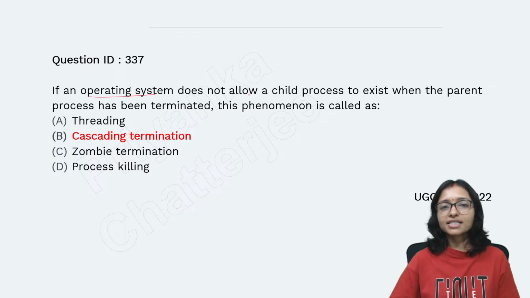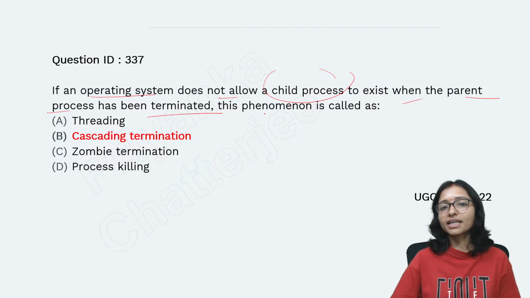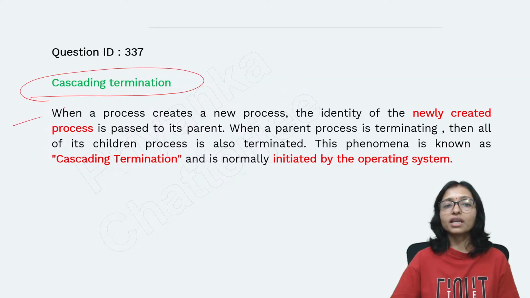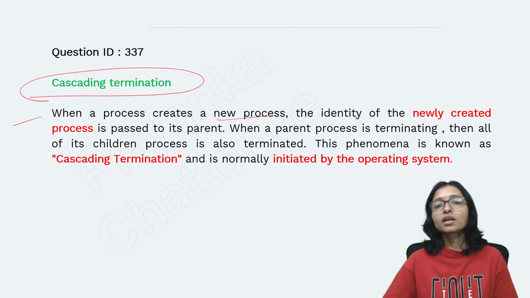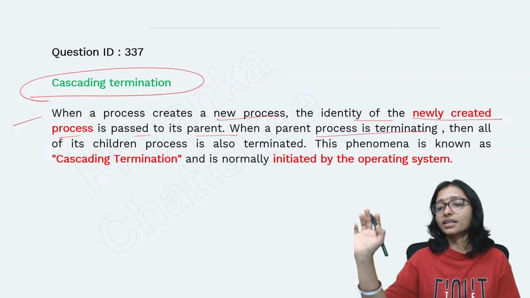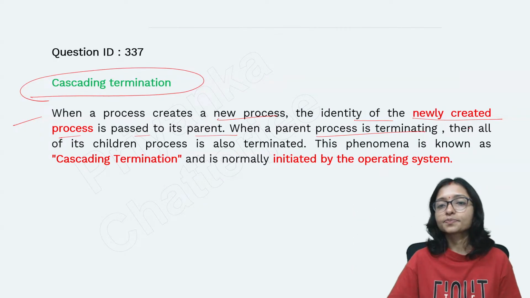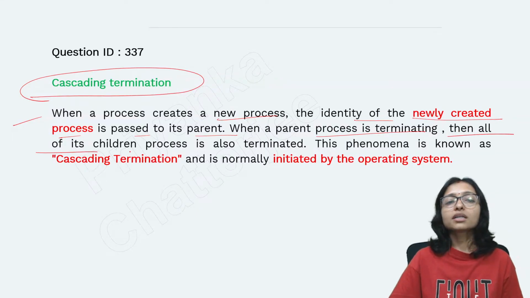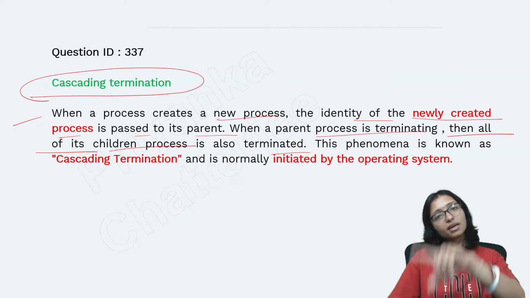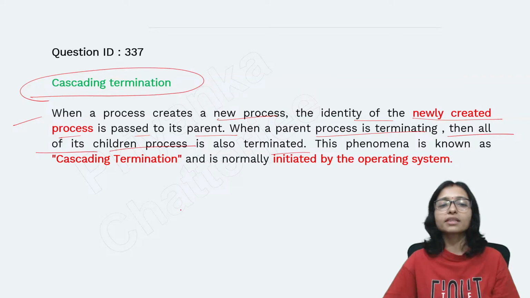If the operating system does not allow a child process to exist when the parent has been terminated, this phenomenon is called cascading termination. Now understand why it is cascading termination. When a process creates a new process, the identity of the newly created process is passed to the parent. When the parent process is terminated, all the children will also be terminated. This cascading concept is there in DBMS also, right? In DBMS also we do that.